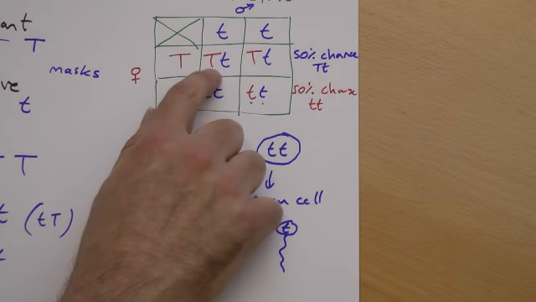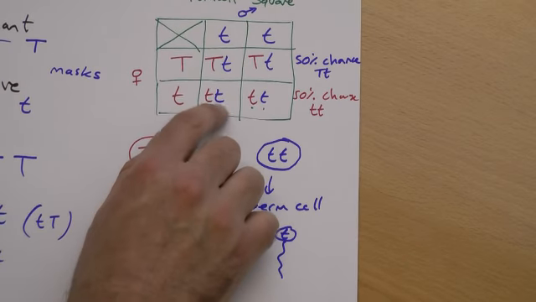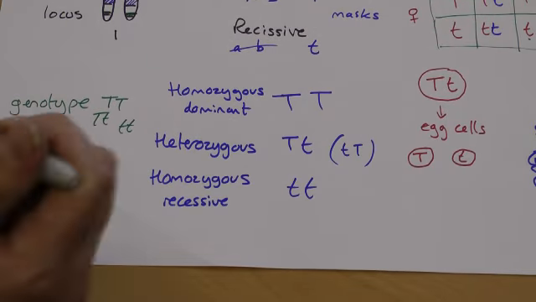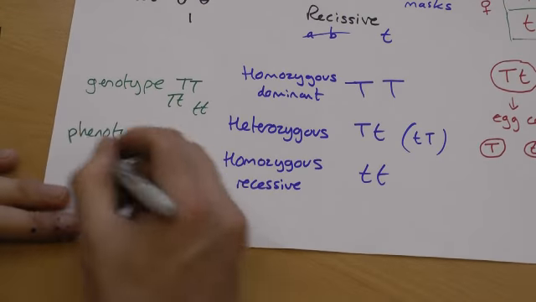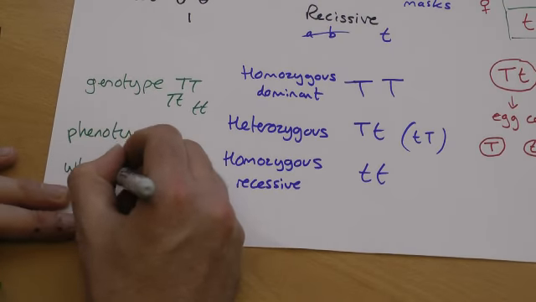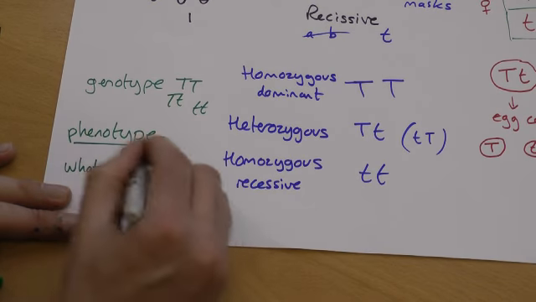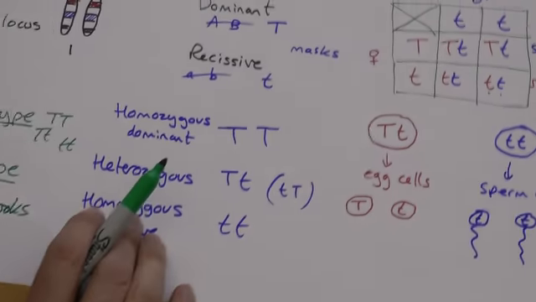The phenotype is what it looks like. So a child that inherited those would be a tongue roller. A child that inherited those would be a non-tongue roller. So phenotype is what it actually looks like, what the visible characteristics of the organism are.